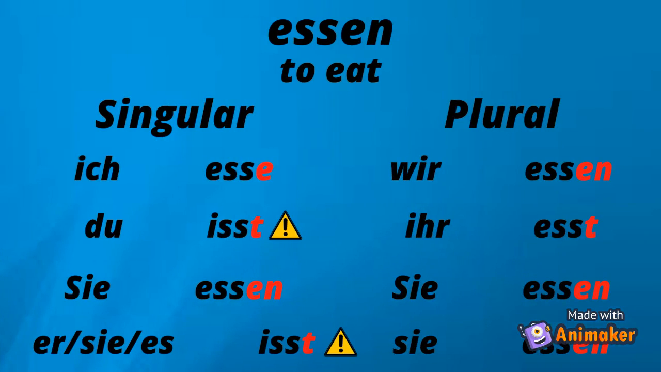Here is the next verb. Essen. That means to eat. Ich esse, du isst, er/sie/es isst, wir essen, ihr esst, Sie essen, sie essen. In this case, in the conjugation of du and er/sie/es, E changes to I.